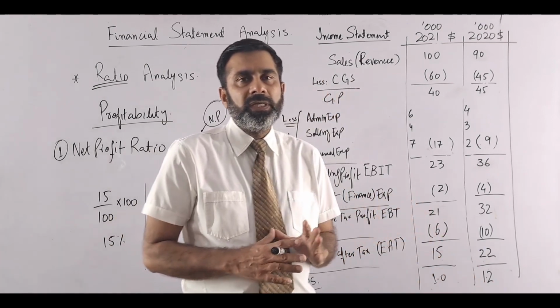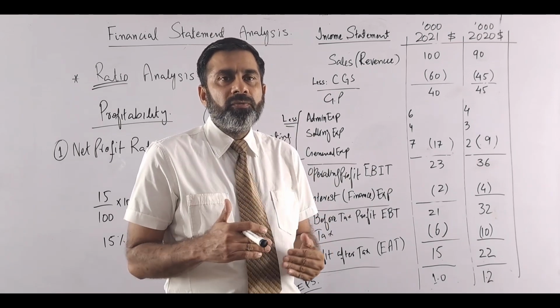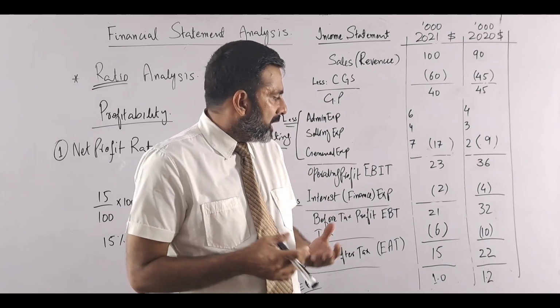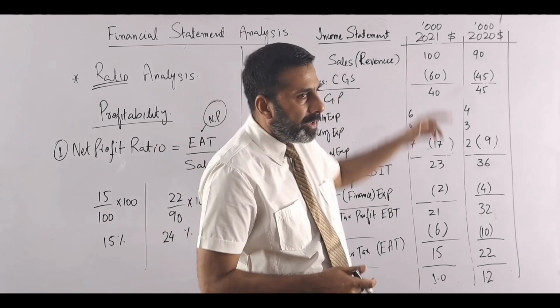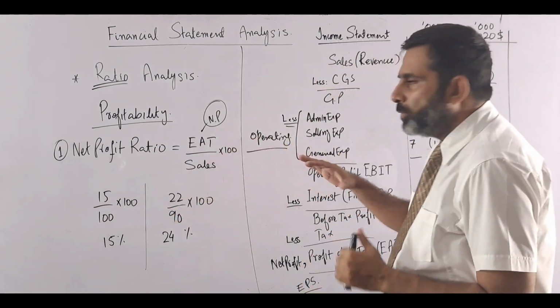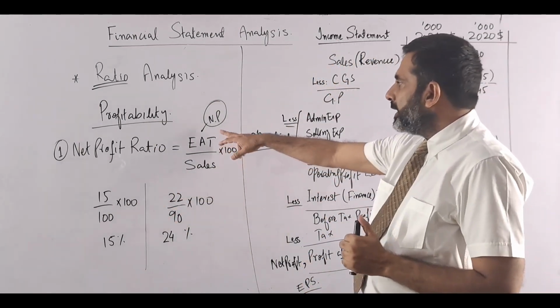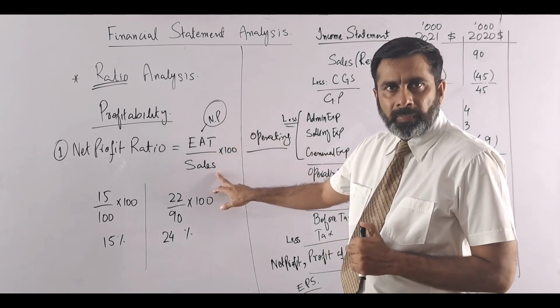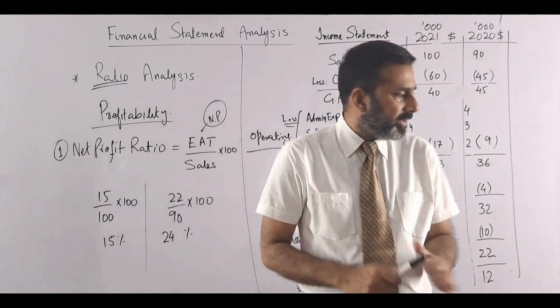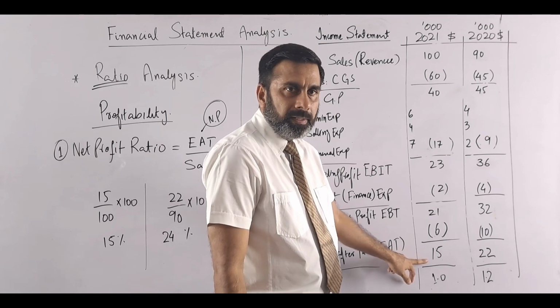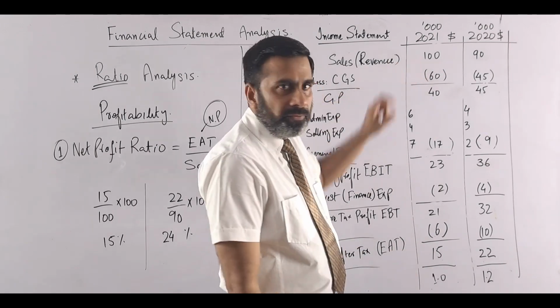Now we have to see how the profit is improved. So we will look at the percentage. So we have a formula here. If you see, very basic formula, very simple formula. We have net profit divided by the sales. So net profit here we have 15, and the sale is how much? That is 100.